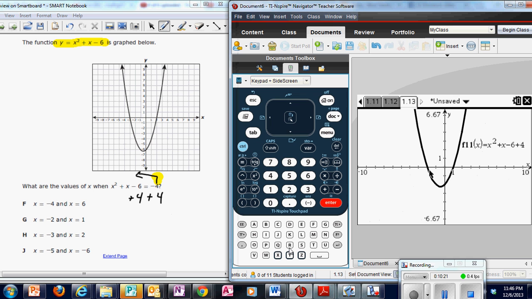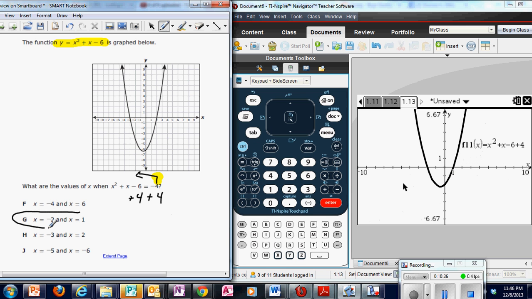And now you can see the quadratic graph, its parabola touches at a -2 and a 1. That would be answer choice G. So again, it's really nice to plug in the graphs. They could have tricked you up if you didn't read and you just saw, oh, this graph touches -3 and 2, but they said what are the values of x with this new graph. So this was just to give you a visual to kind of get you to want to graph it.